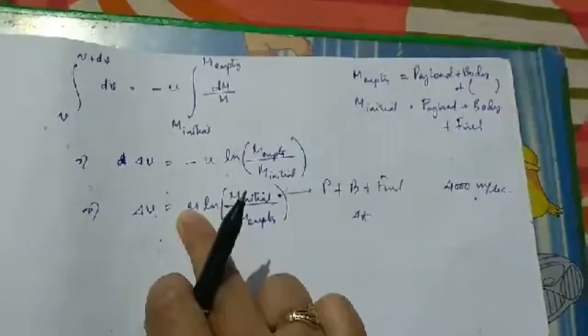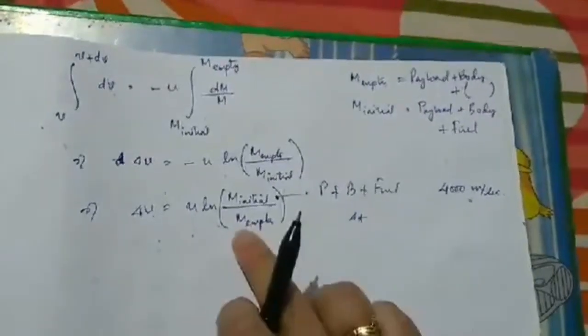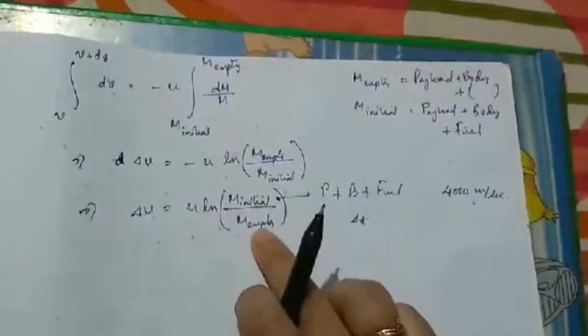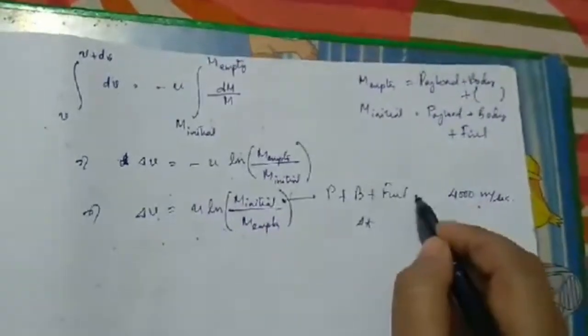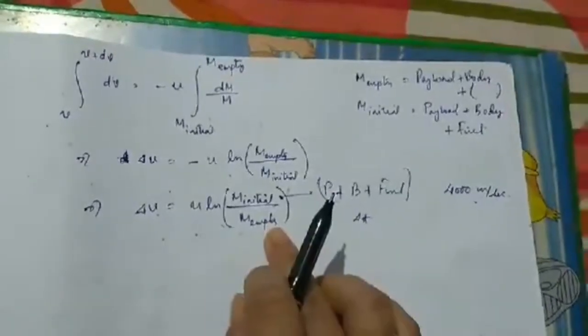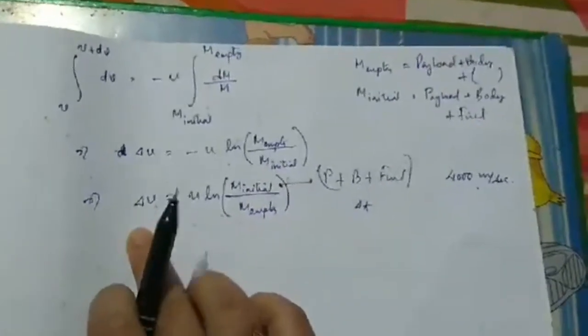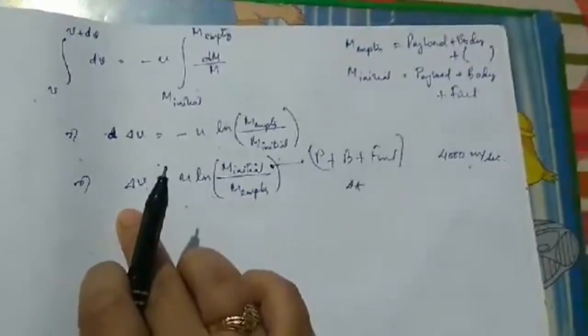So if you know this u, you will know at time del t how much fuel has been ejected. So you can understand how much is the empty mass. Just subtract that value from the total, then you will get what is m empty. By knowing this value, you will understand what is del v. Del v means how much velocity is to be attained by the rocket.